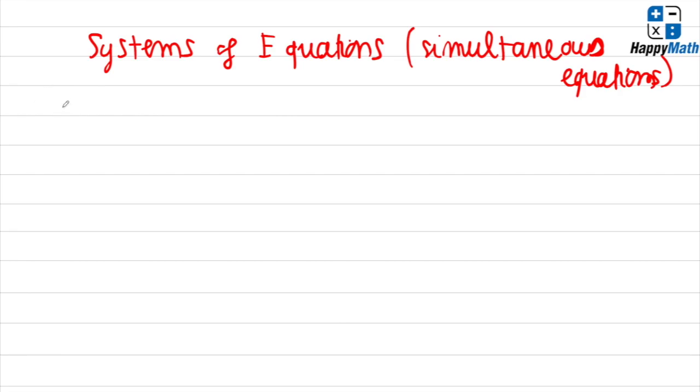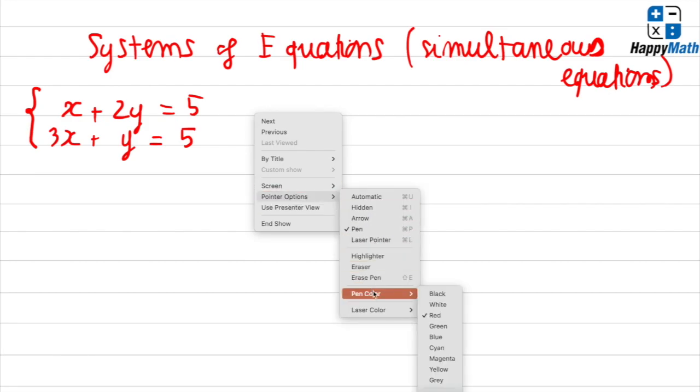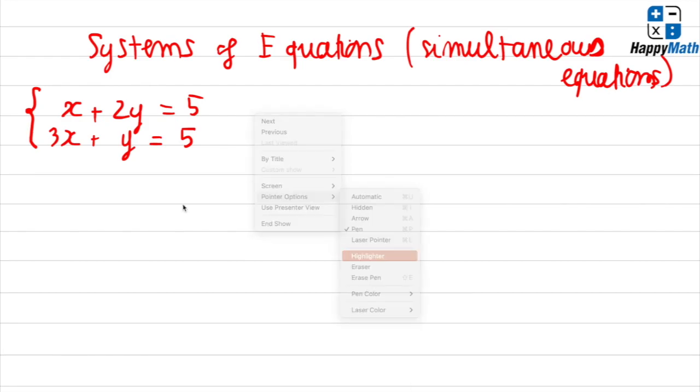We have two equations like this: x plus 2y equals 5 and 3x plus y equals 5, something like this. Okay, and we have a square bracket here, or combined bracket, in this one. And this is one question about a system of equations. You can see the coefficient of x, y, and the constant number.